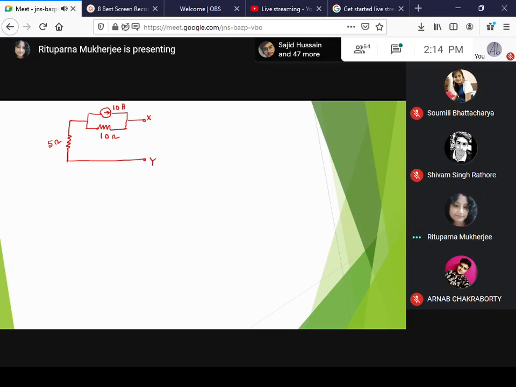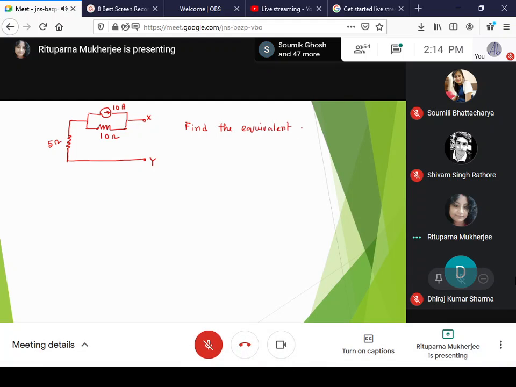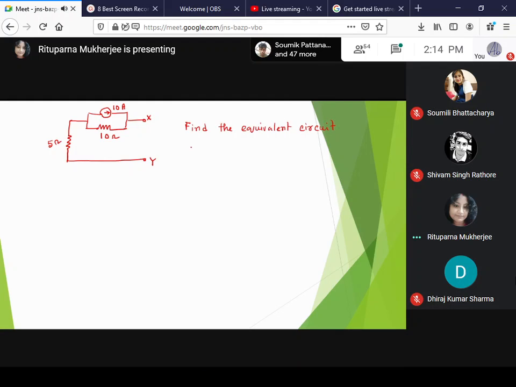If this one is given, ma'am, can you repeat the question? Yes, find the equivalent circuit. Okay. So what will be the first step? First I have to short the terminal. Okay. So this one is ISC. Now you can replace this circuit this way.